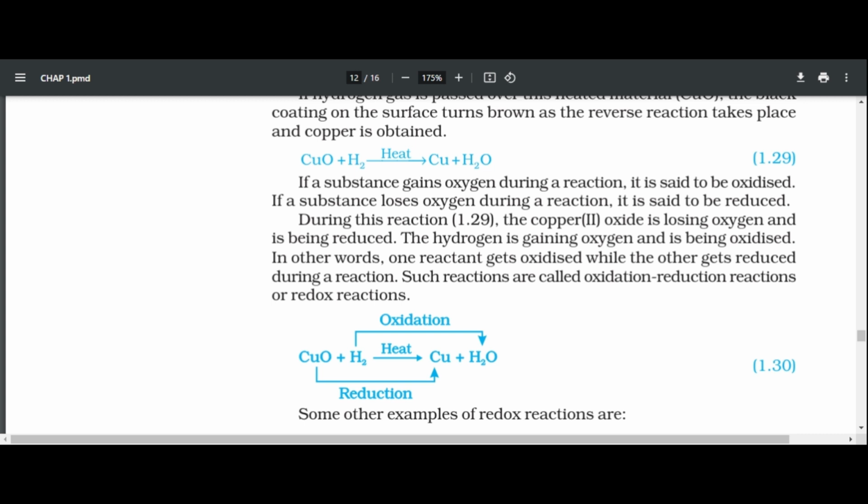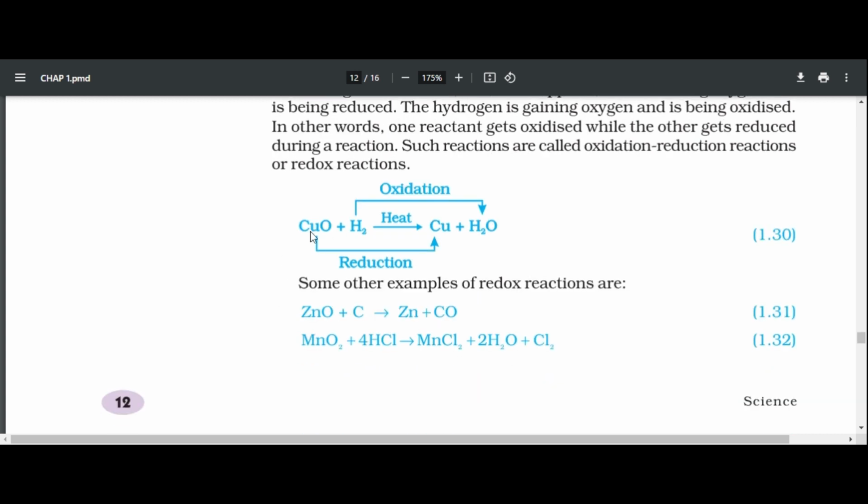During this reaction 1.29, the copper(II) oxide is losing oxygen and is being reduced. The hydrogen is gaining oxygen and is being oxidized. In other words, one reactant gets oxidized while the other gets reduced during a reaction. Such reactions are called oxidation-reduction reactions or redox reactions. CuO is reduced to Cu and H2 is oxidized to H2O.